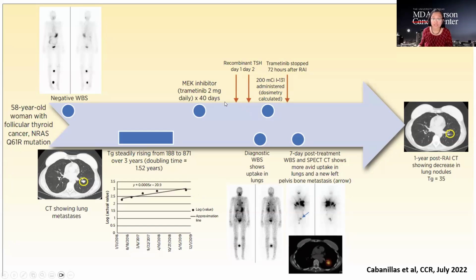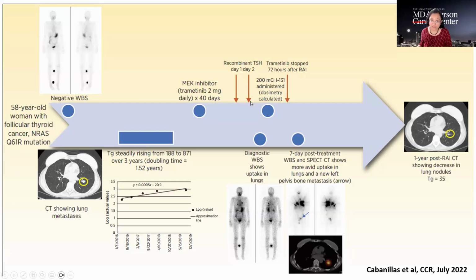By then, they had this opportunity that instead of giving more radioiodine for something that's negative, the doctor had read about the selumetinib clinical trial. And they said, okay, selumetinib is not commercially available, so let's try a similar drug, trametinib. So that patient received trametinib for 40 days.